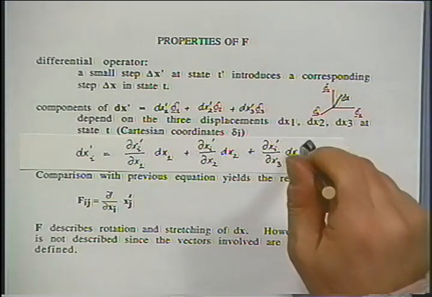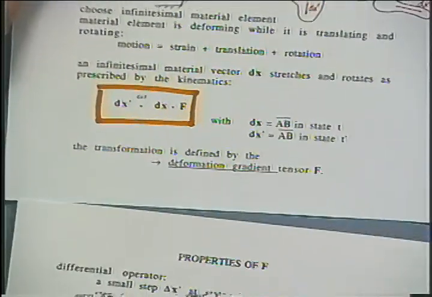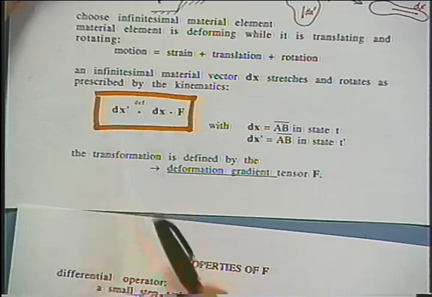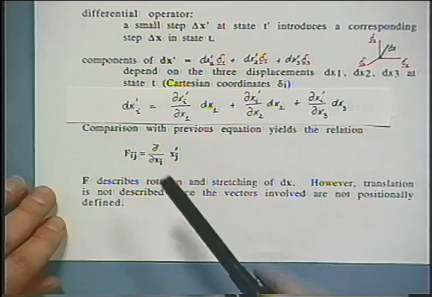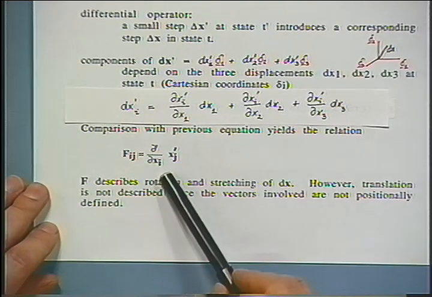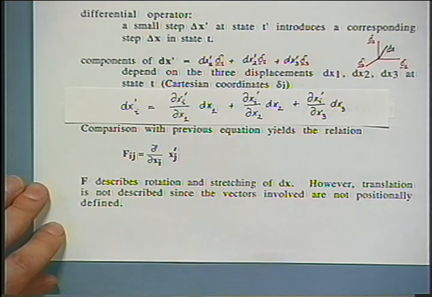And if you compare this equation with our previous equation, which was our defining equation for the relation between dx prime and dx, then you could immediately say that F is given as the differential of dx prime with respect to dx.